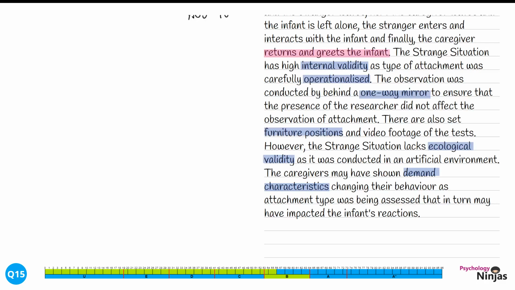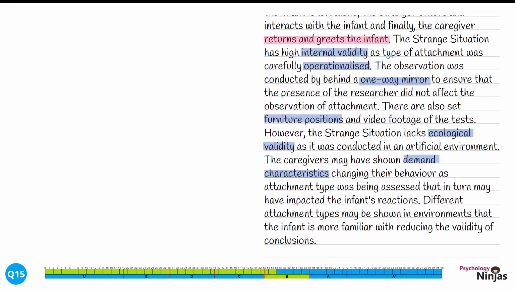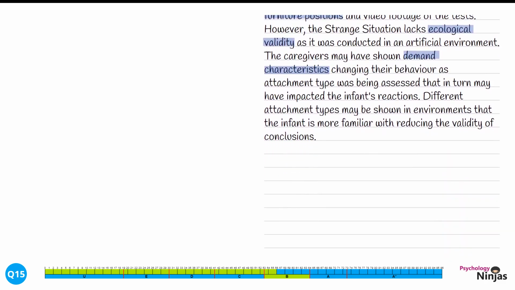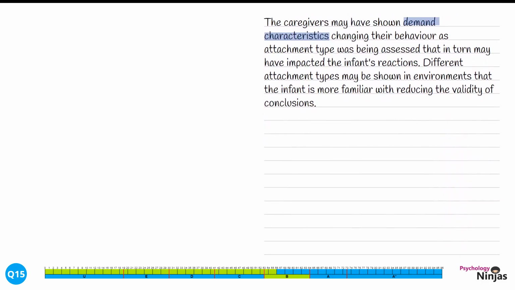Now it's time for an overall judgment about validity. Different attachment types may be shown in environments that the infant is more familiar with, reducing the validity of conclusions. We've focused here on the environments having an impact on the accuracy of our conclusions about types of attachment. We're going to go back now and explain a different aspect of the strange situation.